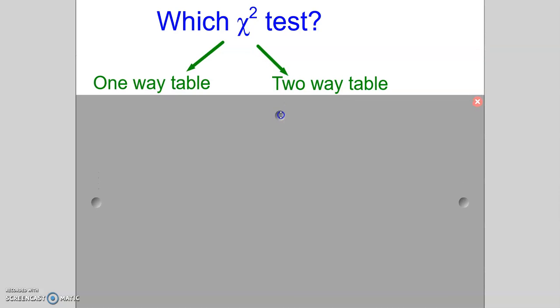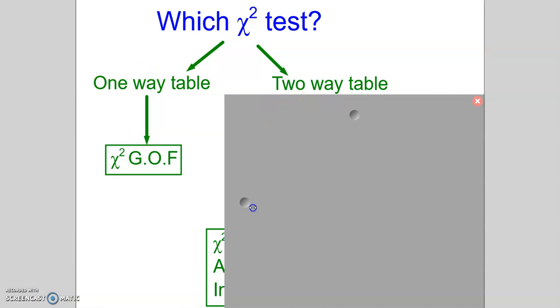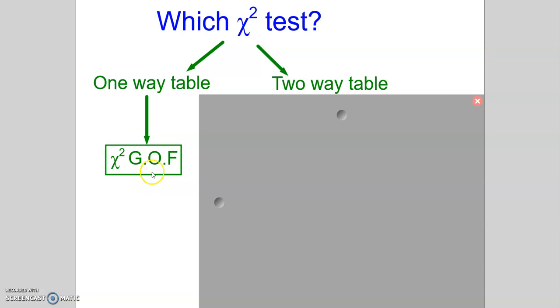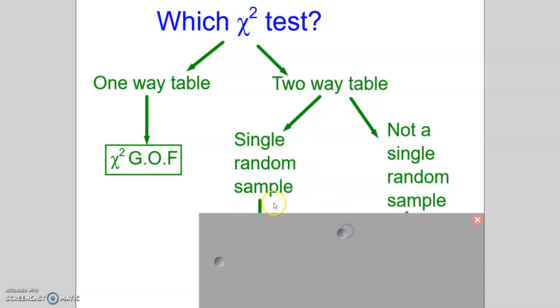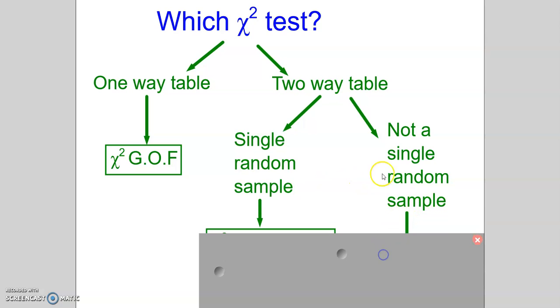So here's my flowchart to decide which chi-square test to use. And let's actually include 11.1 and 11.2 together in this. First thing you should ask yourself: am I looking at a one-way table or a two-way table? So basically, is there one categorical variable or two categorical variables? If there's one categorical variable, you use the chi-square goodness of fit test, and that's what we did in 11.1. If you have a two-way table, you then have to ask yourself another question: does it come from a single random sample or not a single random sample?